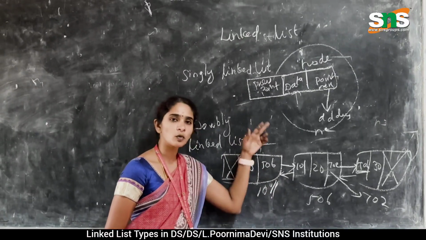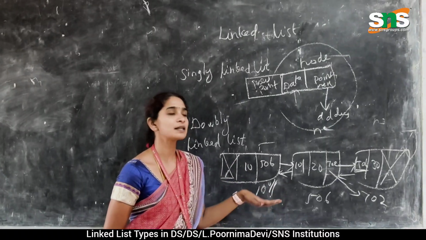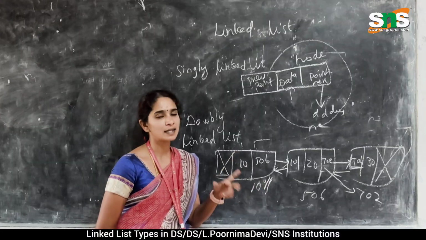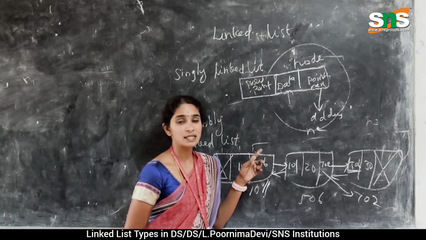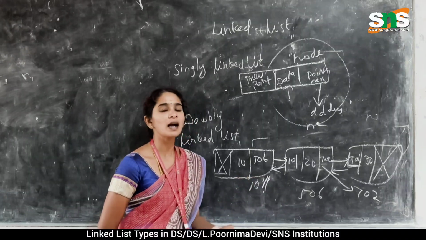So we have to show the pictorial representation of how elements are represented using singly and doubly linked lists. A singly linked list has a single pointer, and a doubly linked list has two pointers, the previous one and the next one.